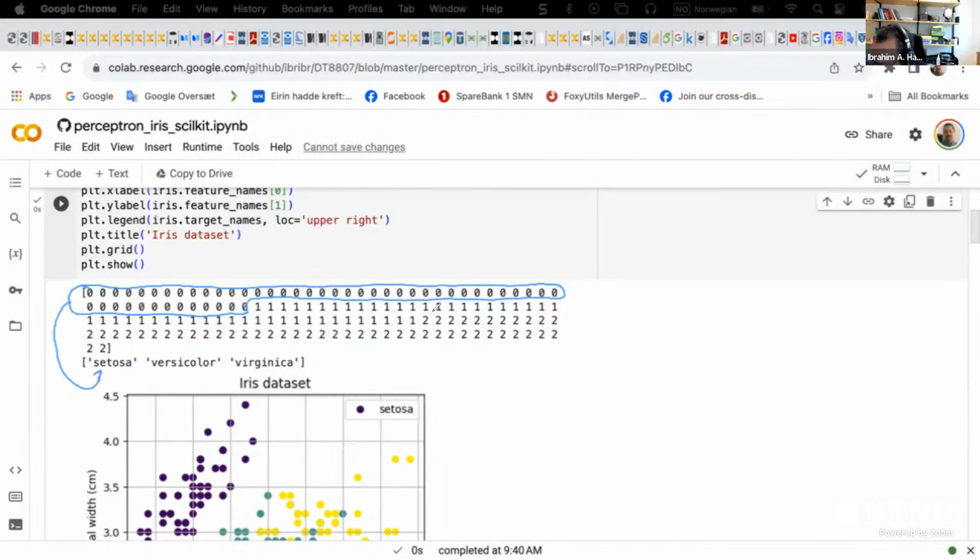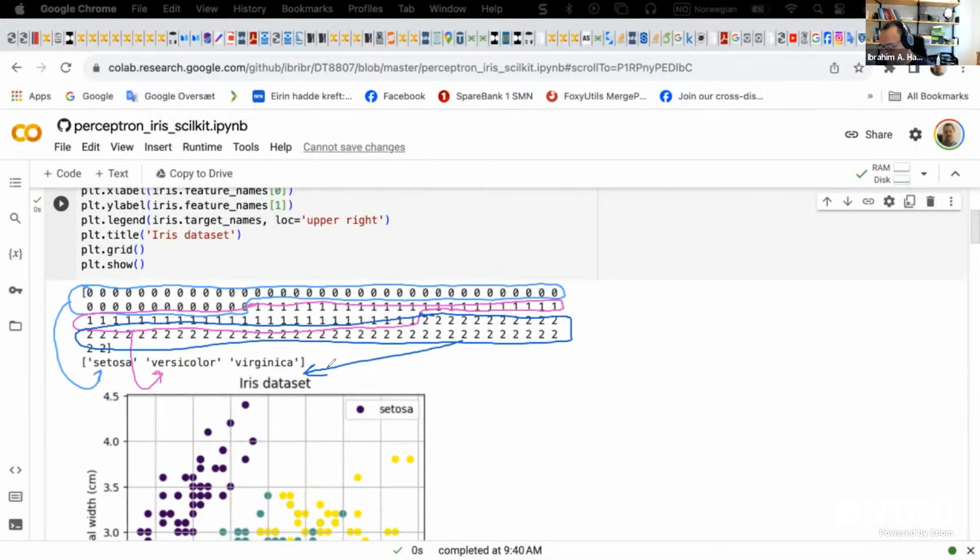The label 1 is another class, correct? This is class number 1, which corresponds to versicolor. And class number 2 is another one, which is virginica. So as you can see here, we have three classes.